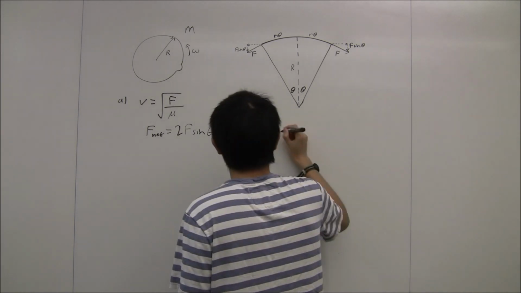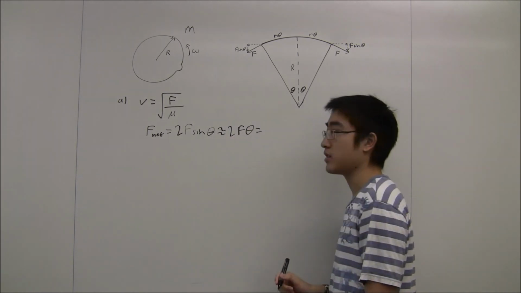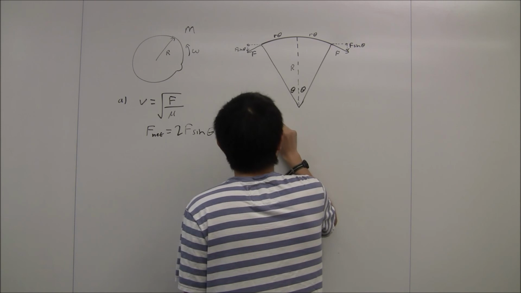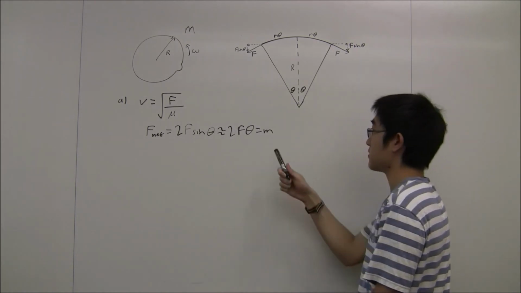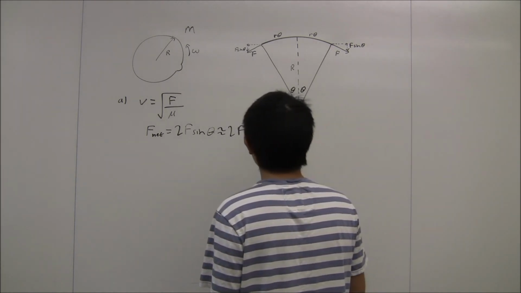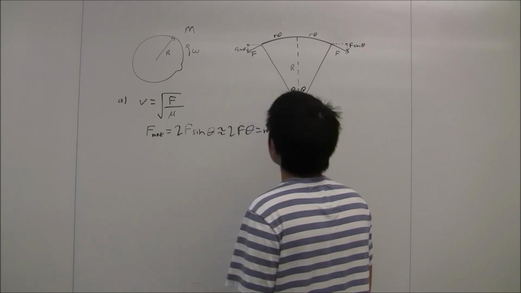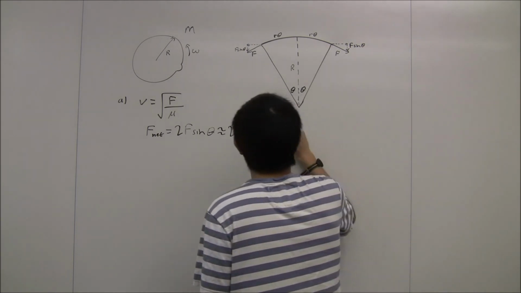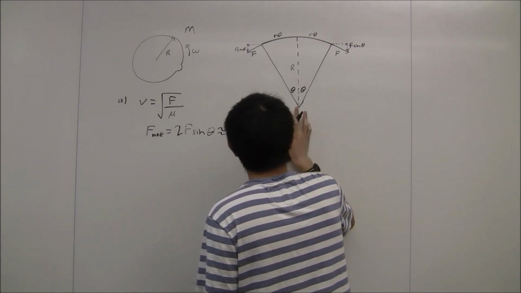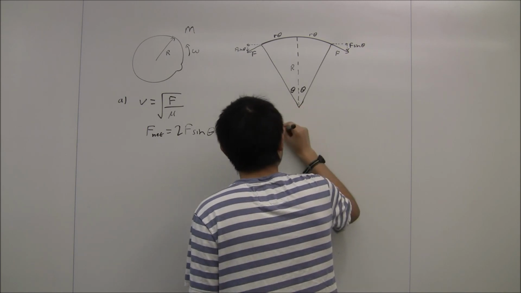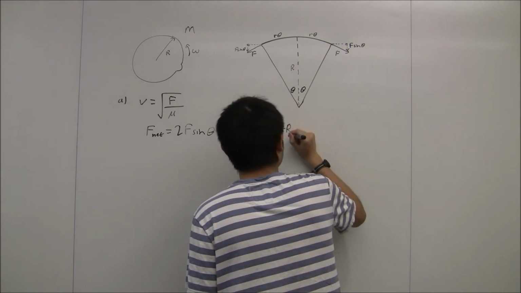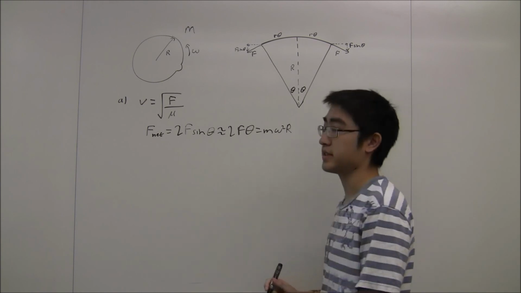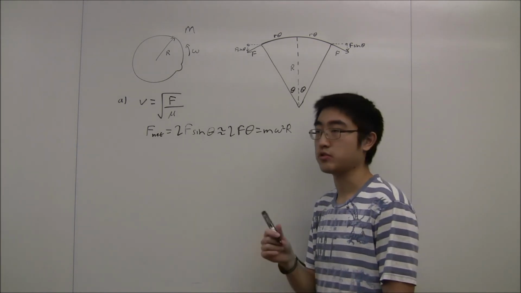Now that's going to be equal to, by Newton's second law, the mass of our isolated segment, which we'll call little m, times its acceleration, which is given by omega squared times the radius big R, since the isolated loop is moving in circular motion.